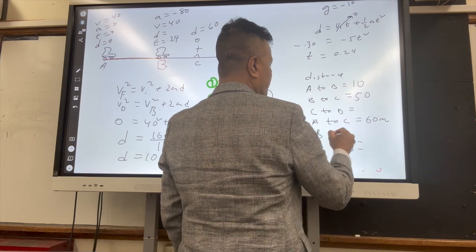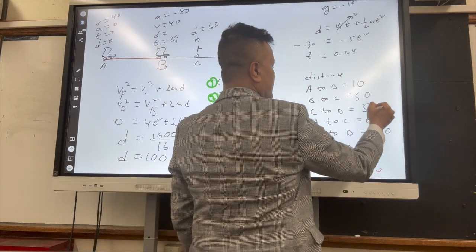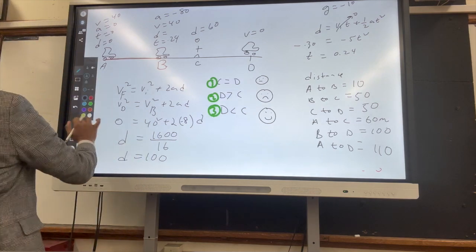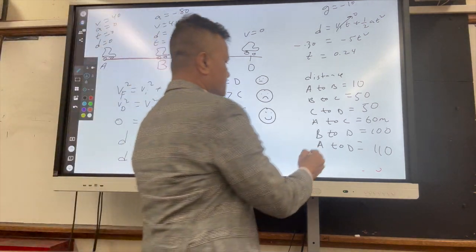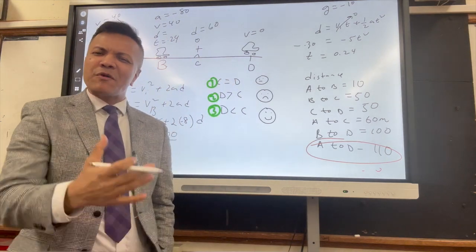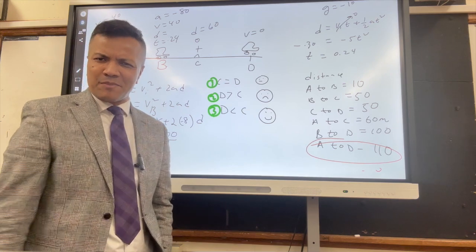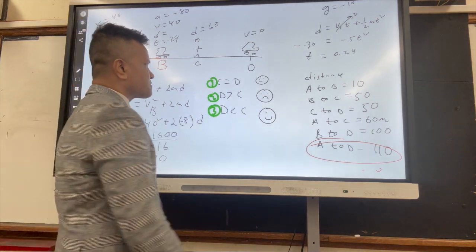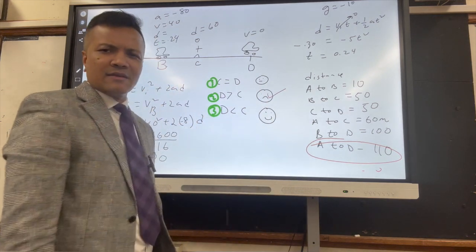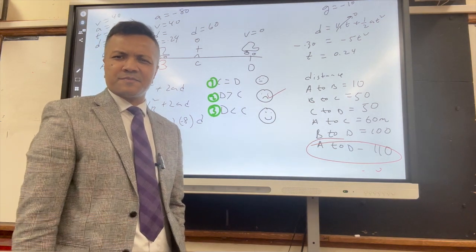So B to D is 100. C to D is 50. A to D is 110. In the question, I asked you to give me A to D: 110. You wanted to stop the car before 60 meters, but you ended up stopping the car at 110 meters. Which outcome? That gives you this outcome. Not a good outcome, not a desirable outcome, but it is what it is.